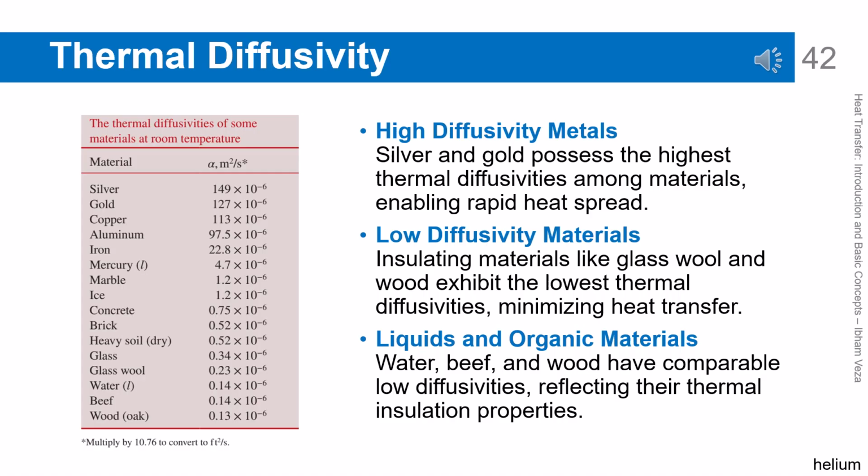Thermal diffusivity insights. Thermal diffusivity indicates how fast heat spreads within a material. Metals, such as silver and gold, have high diffusivity and respond quickly to temperature changes. In contrast, insulating materials like wood and glass wool have low diffusivity, so temperature changes occur slowly. Liquids and organic materials are generally in a similar low range. This property combines the effects of conductivity, density, and specific heat into a single parameter.